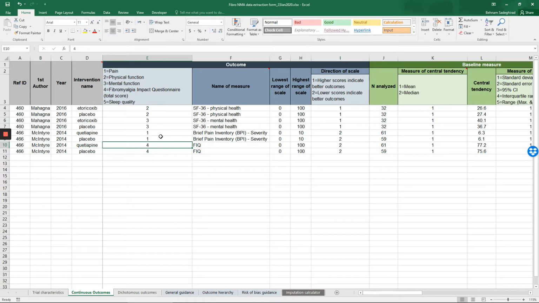Please make sure that you do not miss the information necessary for extraction for each arm. If the trial has 3 arms, make sure that you capture first each outcome for each arm and then move on to the next arm, and you copy and paste the information for the ref ID, first author, year, and intervention name.